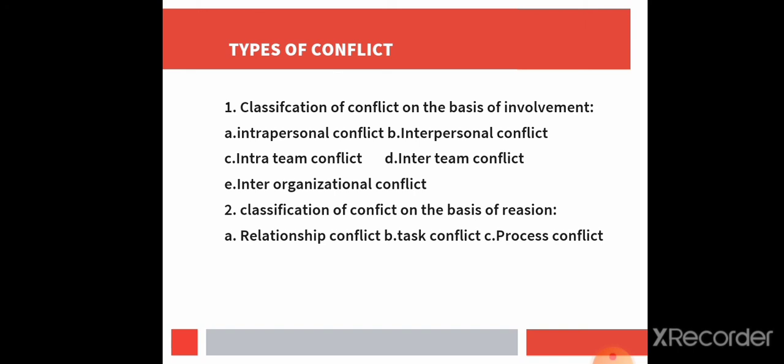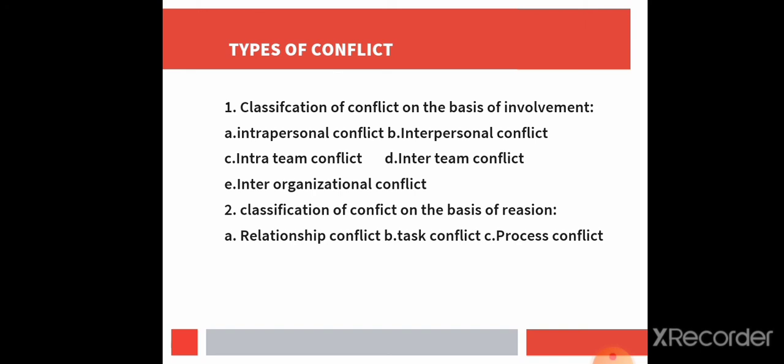Now, next classification, that is the classification of conflict on the basis of region. There are three types. They are relationship conflict, task conflict, and process conflict. Number one, relationship conflict. The conflict arising out of interpersonal differences or relational tensions between two or more employees within the same or different levels is called relationship conflict.